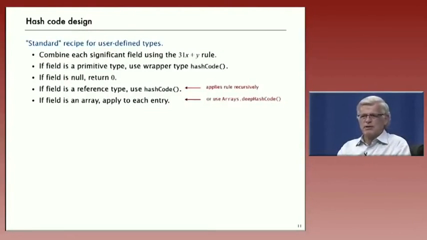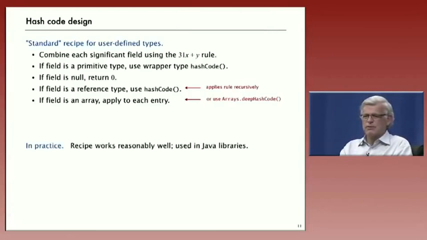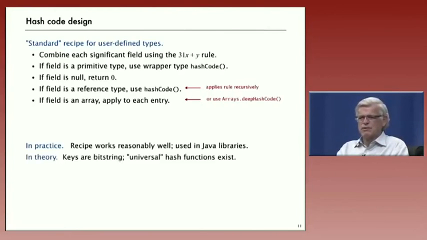So that's the standard recipe. Use the 31x plus y rule to combine all the fields. If it's a primitive type, use the wrapper hash code. If the field is null, return 0. If it's a reference type, use that hash code and apply it recursively. And if you have an array, you have to apply it to each entry. Or actually, Java implements that in its arrays library. So this recipe works pretty well in practice, and it's used in several of Java's libraries.